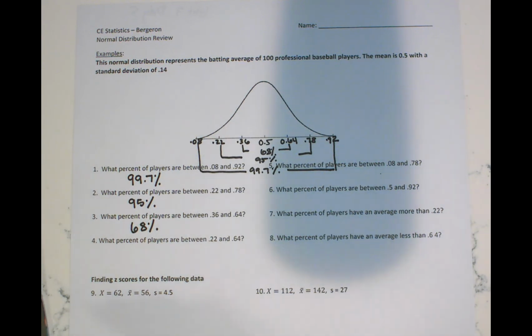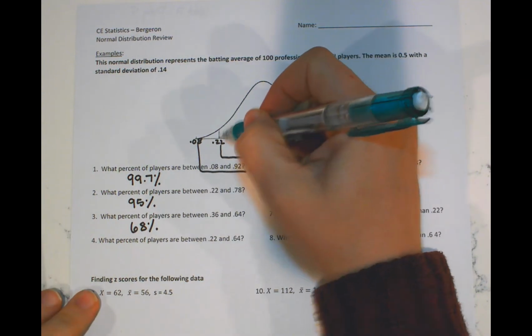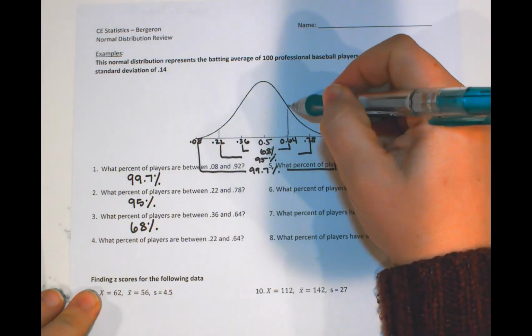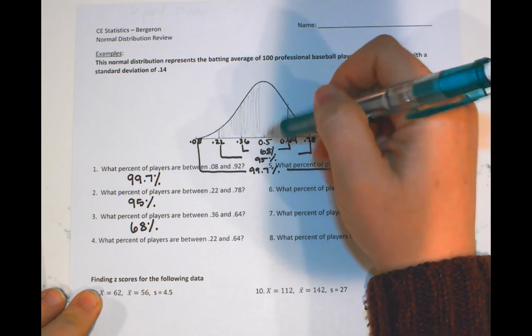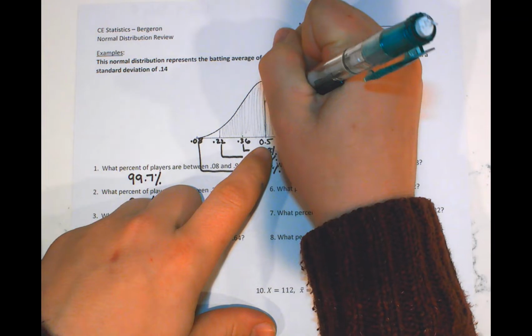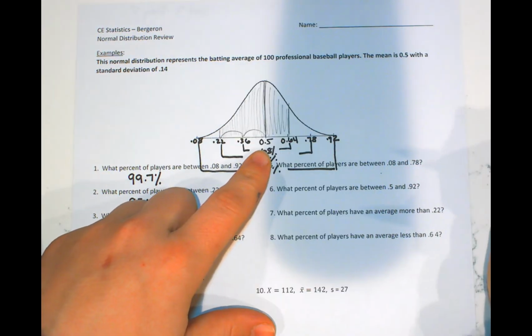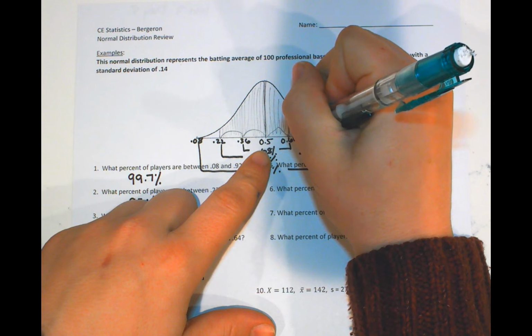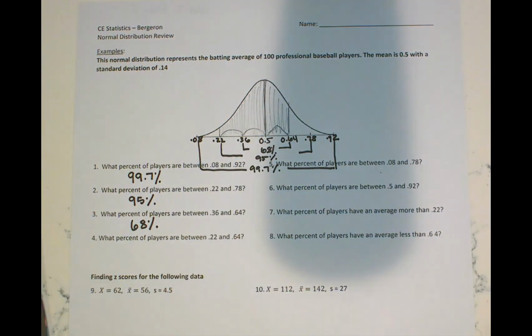So now let's look at some that are a little more complicated than that. So what percent are between 0.22 and 0.64? So I'm here and 0.64 is here. So I'm looking for this shaded area here. So on this side, right, here's my mean. On this side of the mean, I'm 2 standard deviations away. On this side of the mean, I'm only 1 standard deviation away. So I treat this as separate halves.